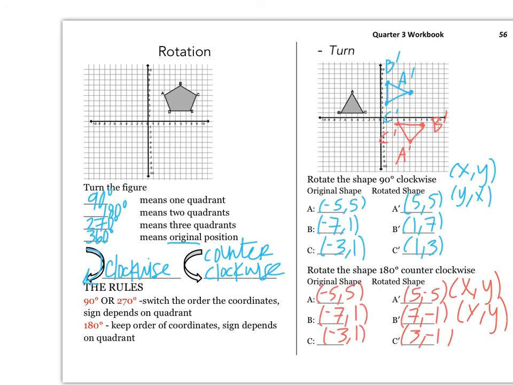Alright, so go ahead and check yourself. So for 90 degrees clockwise, quadrant 1, flipped them, so 5, 5. 7, 1 became 1, 7. 3, 1 became 1, 3. All positive because you're in quadrant 1. So 180 puts you in quadrant 4. I kept the ordered pairs the same, but just adjust the signs.